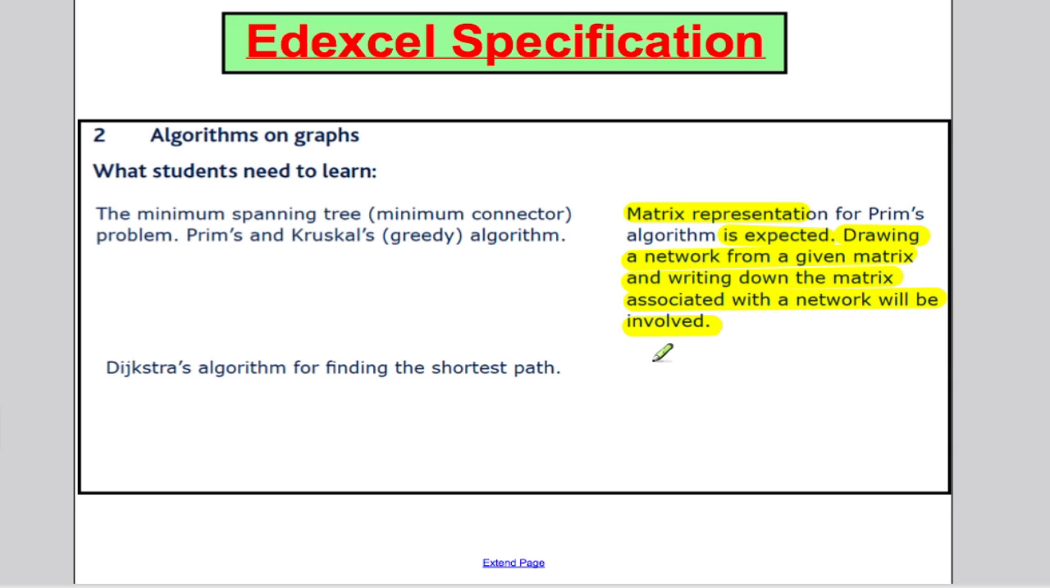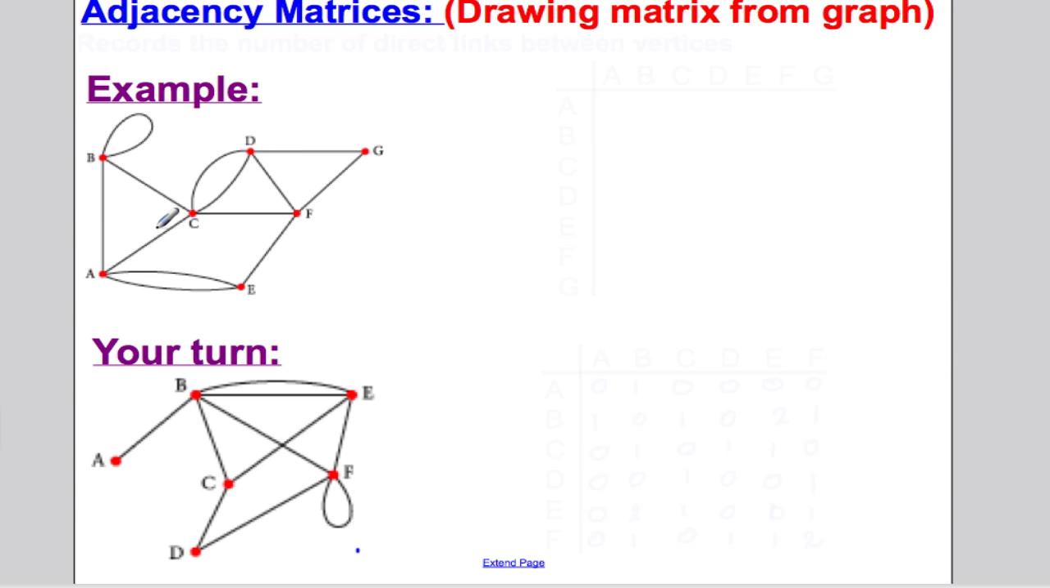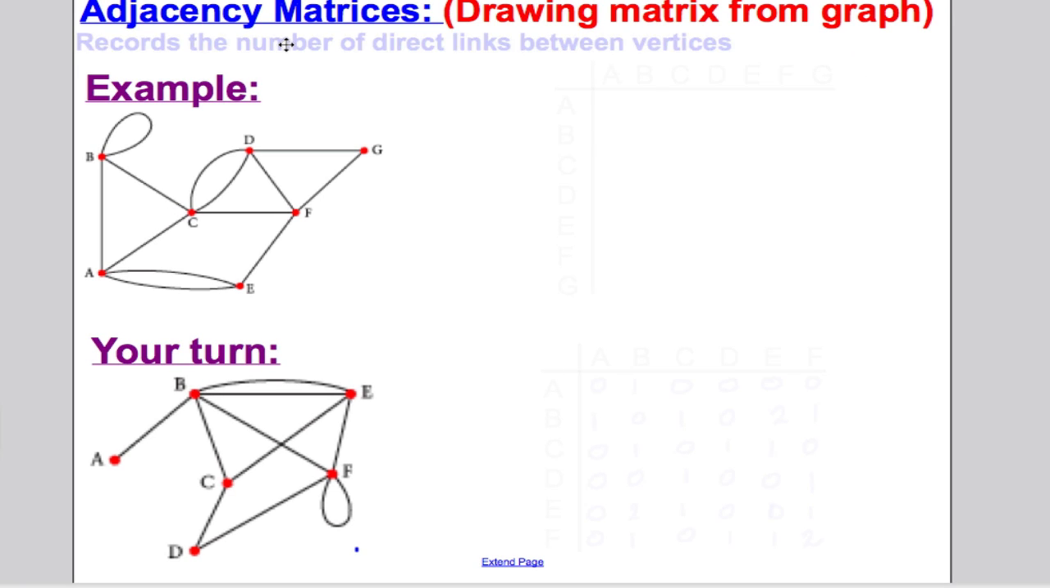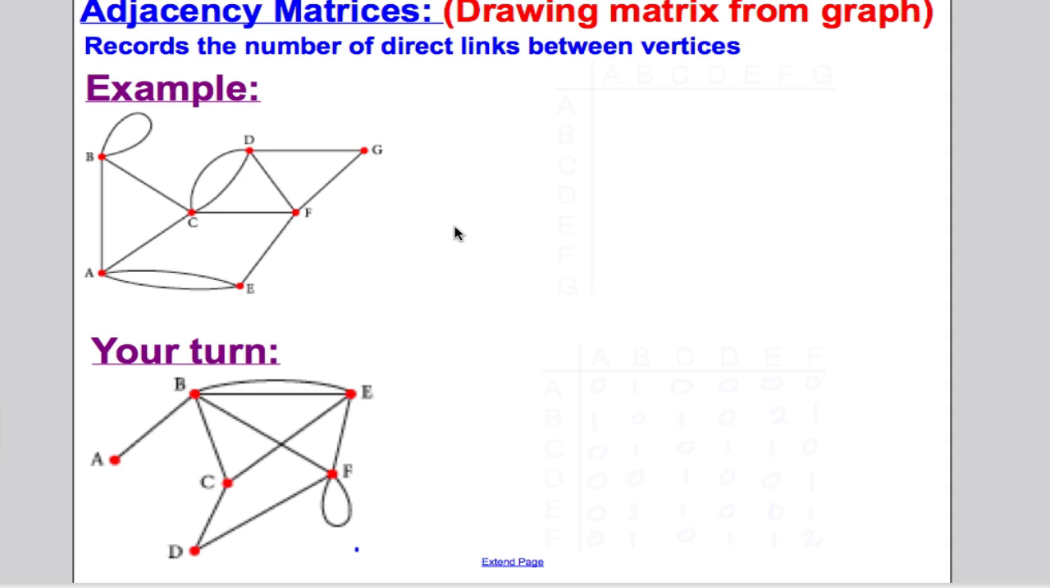Okay, let's start by looking at examples straight away. Firstly, we need to know about adjacency matrices, and we need to be able to draw these matrices from the graph. What is an adjacency matrix? Well, it's simply a matrix, that's an array of numbers, like in a table form, that records the number of direct links between the vertices.